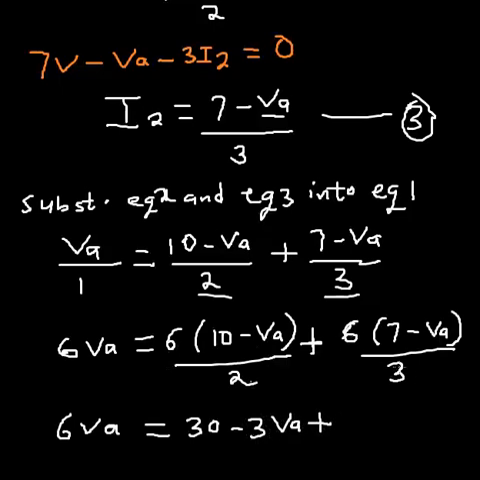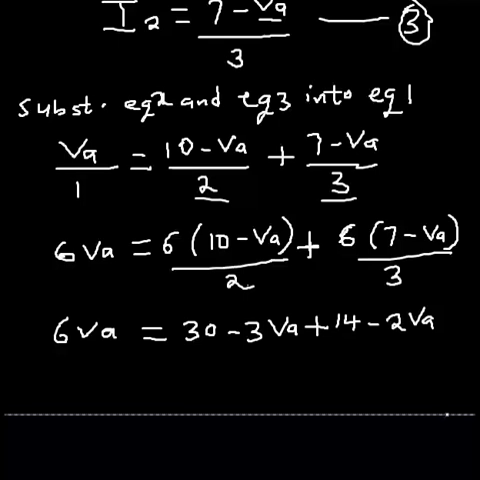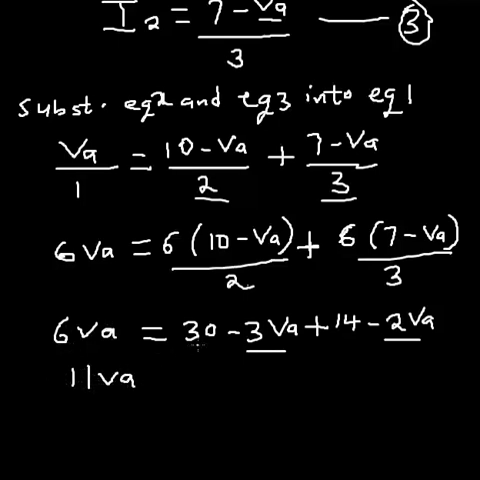Plus the same happens here. 6 divided by 3, that's 2. 2 times 7, that's going to be 14. Then 2 multiplied by VA, that's going to be minus 2 VA. Okay, so for my node voltage, I have to take all the VA terms to the other side of the equation. So if I move them, that's minus 3 VA minus 2 VA, that's minus 5 VA. If I take it to the other side, it becomes plus 5 VA. Plus 5 VA plus 6 VA, that's going to be 11 VA. Then I'm going to add 30 plus 14, that should give me 44.